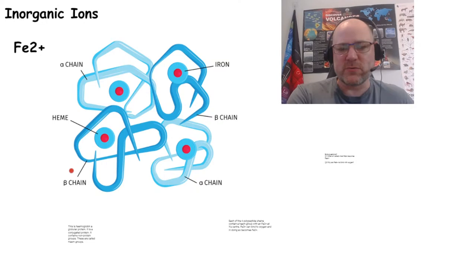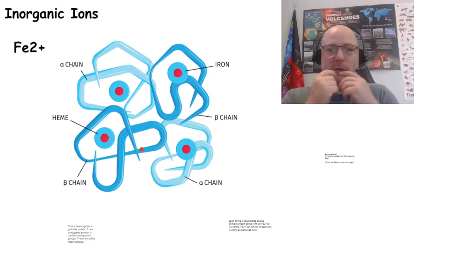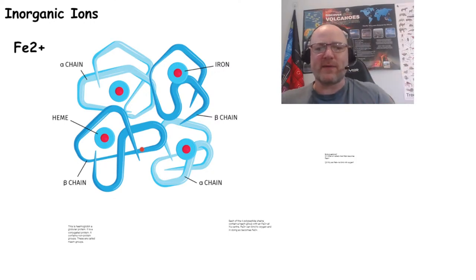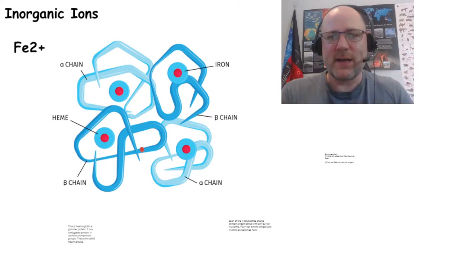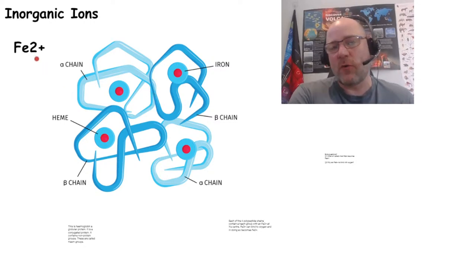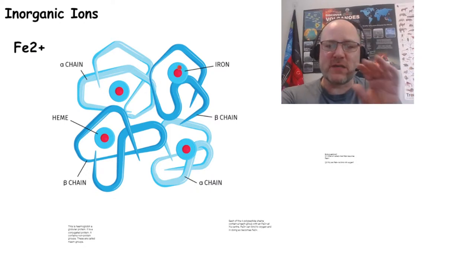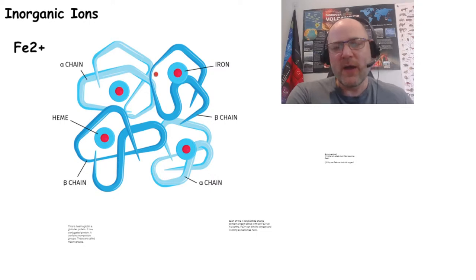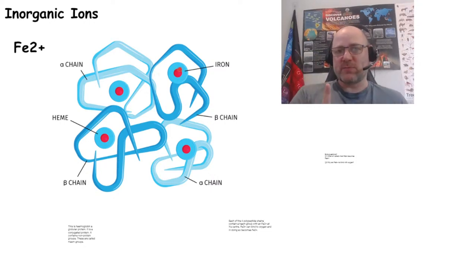Now, you might notice also there's two symbols there, beta and alpha. That's just for the different polypeptides. You don't need to know that there are alpha and beta chain polypeptides in hemoglobin, but it's a little extra thing you can know. What are these heme groups for? What is the Fe2+ for? Well, each Fe2+, and there are four of them in one hemoglobin protein molecule, each one combines with an oxygen molecule.